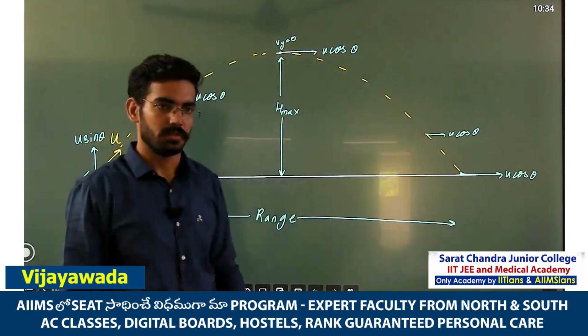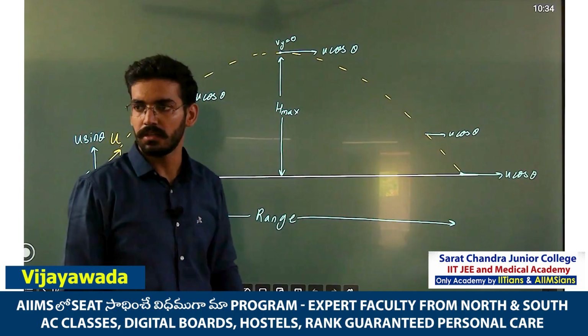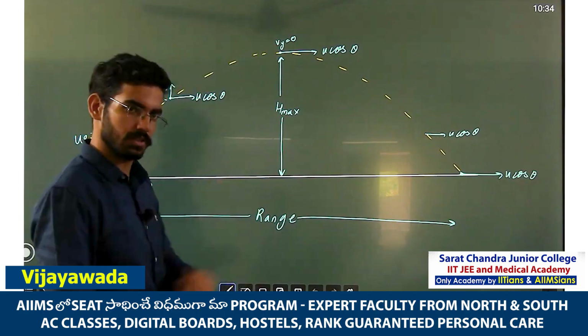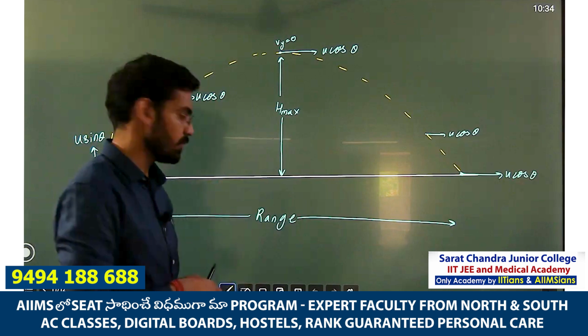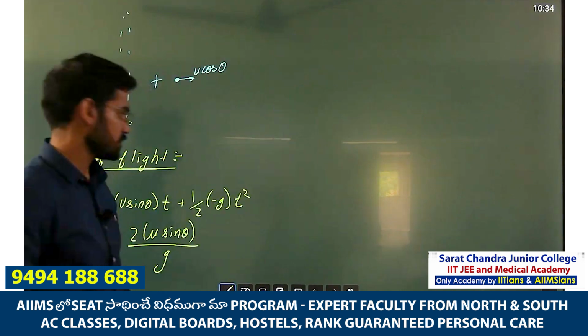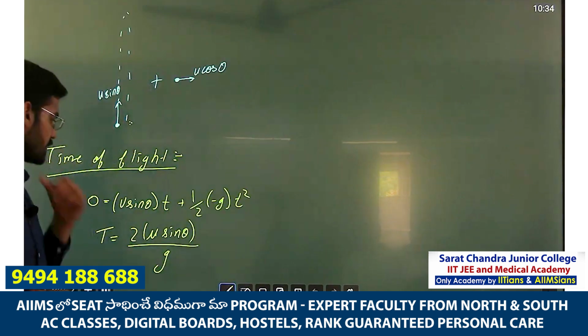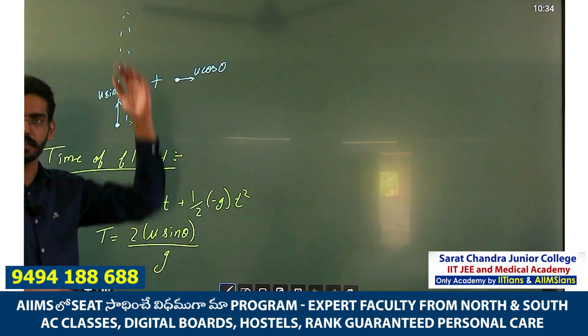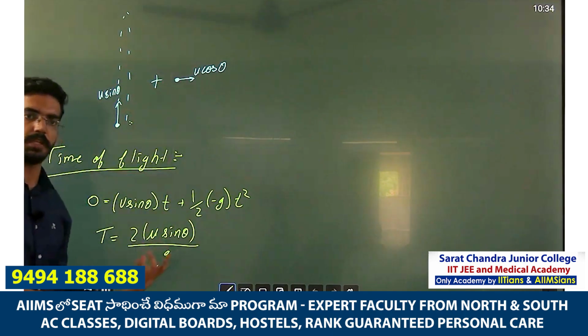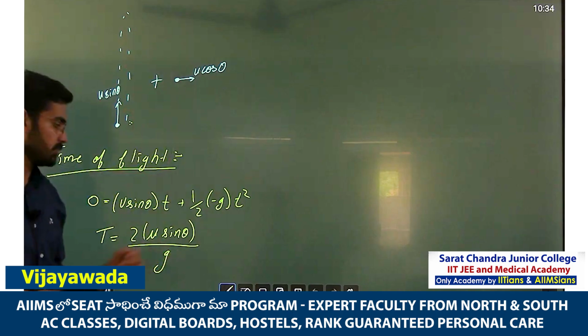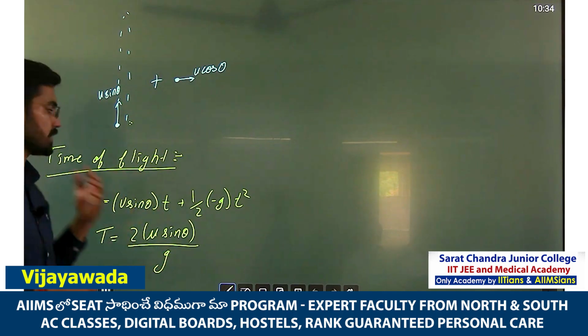Understood? Start seeing in this diagram. Vertical direction displacement is 0. Understood? So time of flight came what? 2u sin theta by g. 2u by g was when the particle was thrown up. u is replaced with u sin theta, because now instead of u, it is u sin theta.